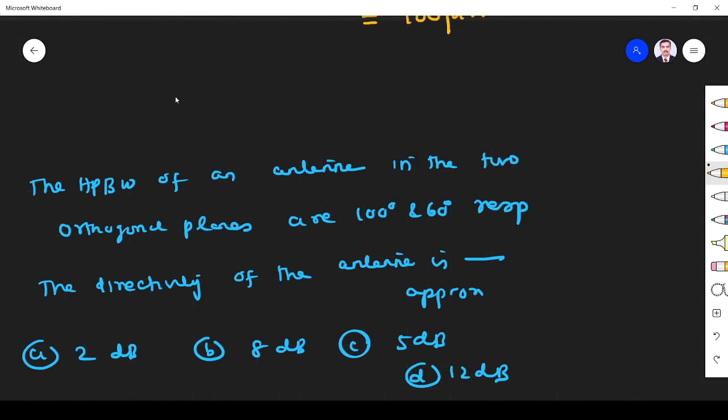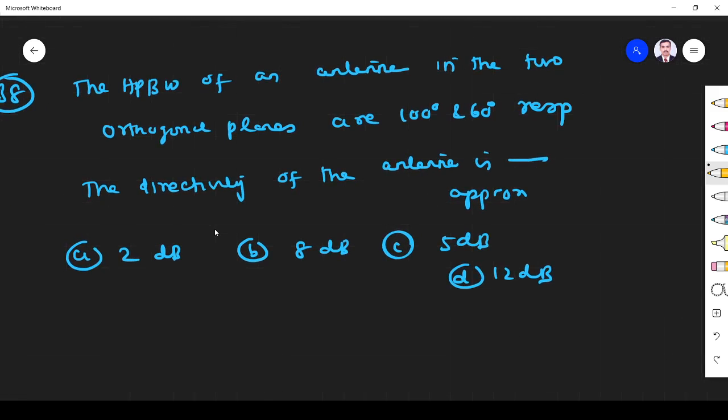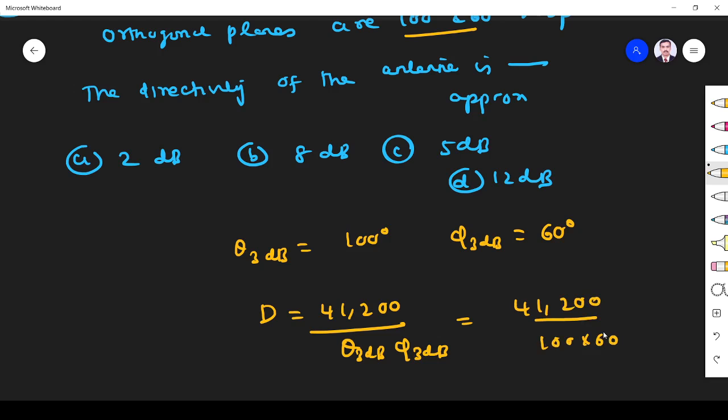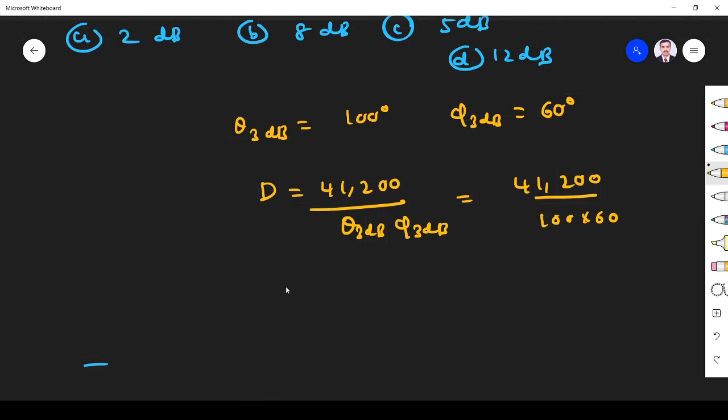Okay. Next question is, the half power beam widths of an antenna in the two orthogonal planes are 100 degree and 60 degree. So two orthogonal planes are what? Theta and phi. So half power beamwidth in theta, 3 dB is 100 degree, in phi, 3 dB is 60 degree. What is the directivity? So directivity is given by 41,200 divided by theta 3 dB times phi 3 dB. That is equal to 41,200 divided by 100 into 60. So D is approximately 6.85, which is approximately equal to 8 dB. So option B is the right answer.